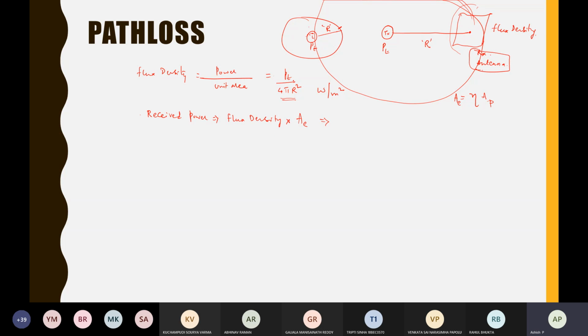So received power is Pt by 4 pi r square into AE, where AE is the effective aperture. This is the case for the isotropic antenna. This is only the path loss which we are talking about. Later on, we will again get it in terms of lambda and r, but overall path loss is this one. Most things in nature follow the inverse square law, and this is also the inverse square law.